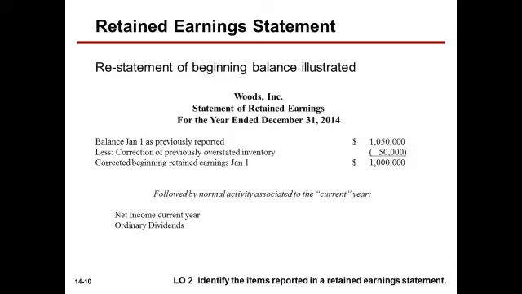The rest of the detail in the retained earnings statement is normal activity associated with the current year: net income of the current year, ordinary dividends of the current year. The key is that we do not allow the current year results of operations to include corrections pertaining to a prior year. They must be highlighted separately as a restatement of the beginning balance. For example, if any inventory of the previous year were overstated, the correcting entry, which would actually be done by a journal entry, would be to debit retained earnings, credit inventory account.